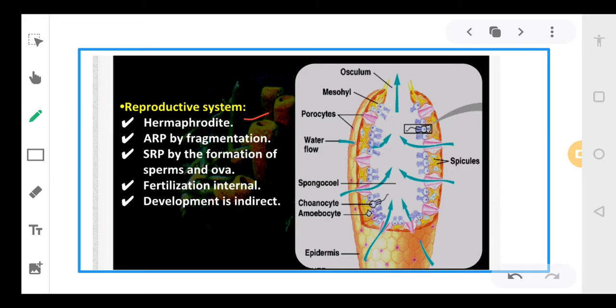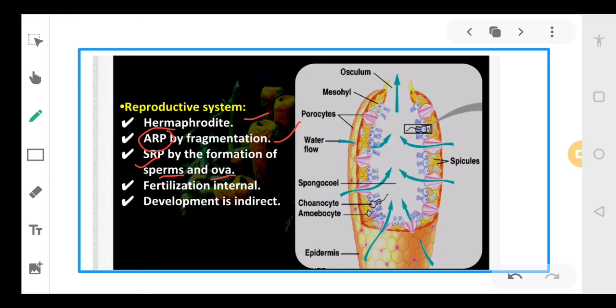And asexual reproduction. What is ARP? Asexual reproduction. It basically occurs by fragmentation. How does it reproduce? It reproduces asexually by fragmentation. Okay. And sexual reproduction basically occurs by formation of sperms and ova. So both types of reproduction are observed in these animals. Asexual by fragmentation and sexual reproduction by two different types of gametes, which are called eggs and sperms.